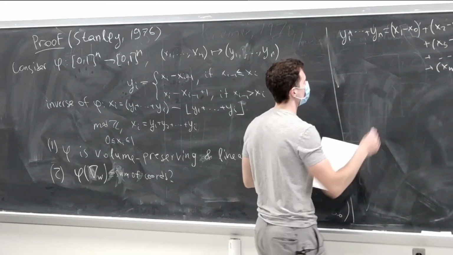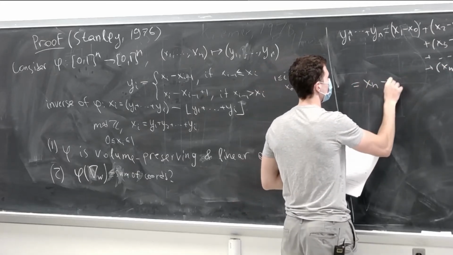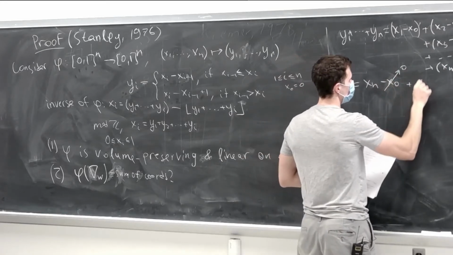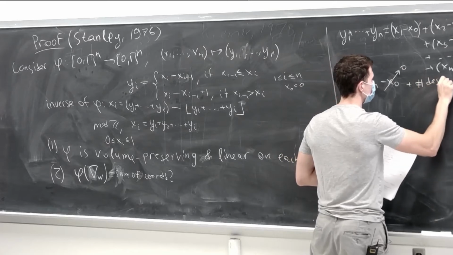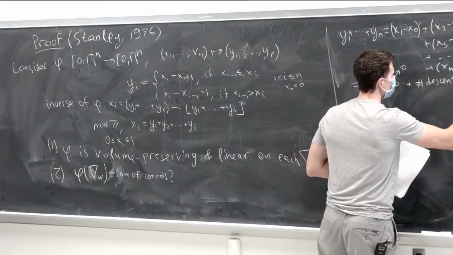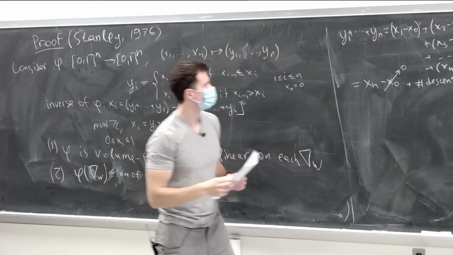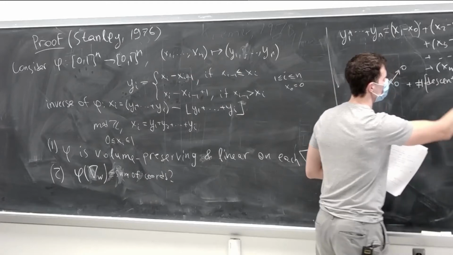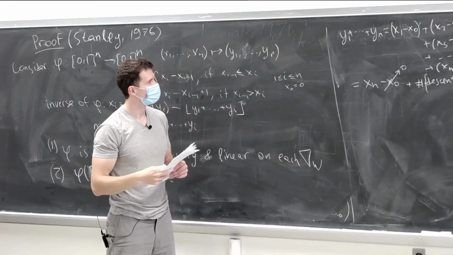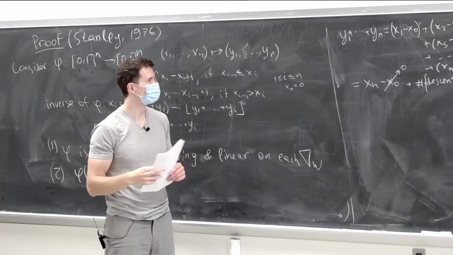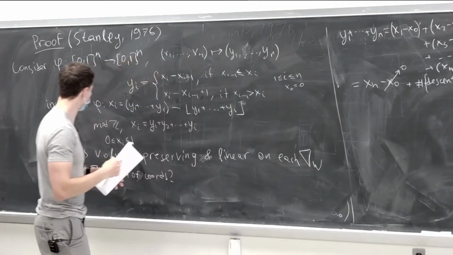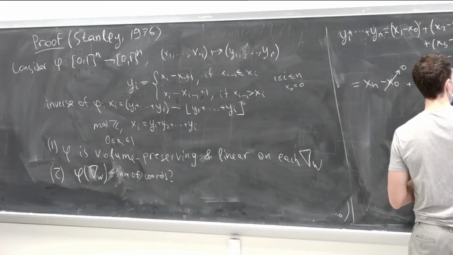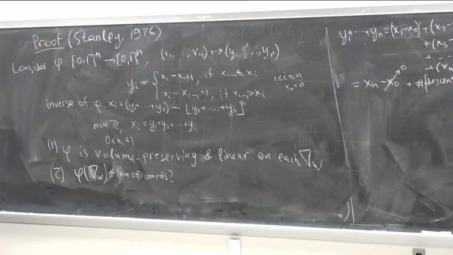And so if you sum up just the x's, you get xn minus x0, which is 0, plus basically the number of descents of w. Or of w inverse; either w or w inverse is here. Does that make sense? And that's basically the whole proof. Any questions so far?